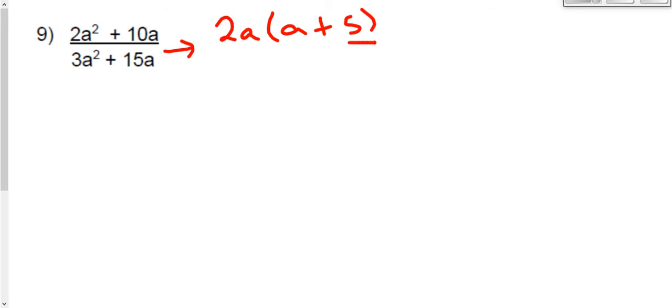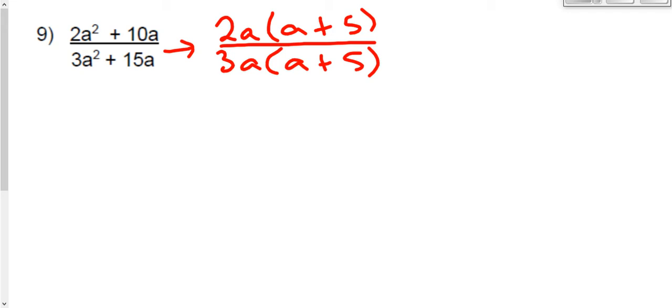For my denominator, I'll do the same thing. I have a GCF of 3a, so that's what I will factor out to the front. And if I take 3a squared and divide it by 3a, I'll have a left. And if I take 15a and divide it by 3a, the a's will cancel, and 15 divided by 3 is 5. Now that I have this factored, all I have to do is compare the terms being multiplied.